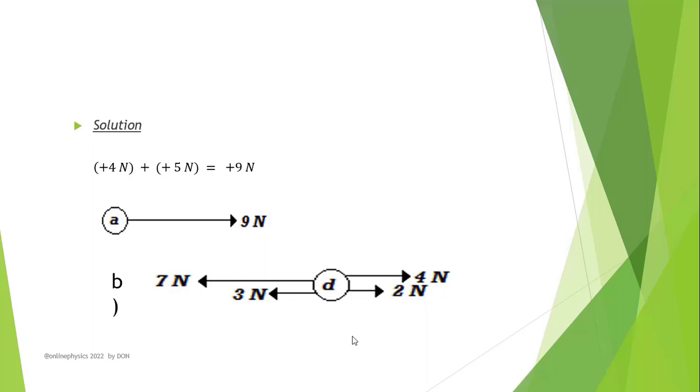Then we have another example here, example B. But back to the first example, once you've determined the 9 newtons, you must draw it and show that it's acting towards that very direction. Then we have part B. You can check the body there, body D. We have forces acting on the point B. Two forces are acting towards the right, that's 4 newtons and 2 newtons, and two other forces are acting towards the left, 7 newtons and 3 newtons.